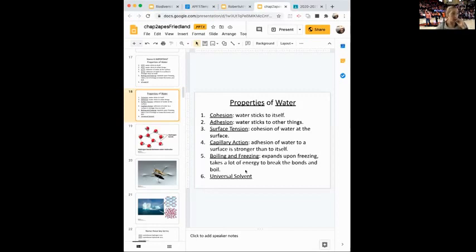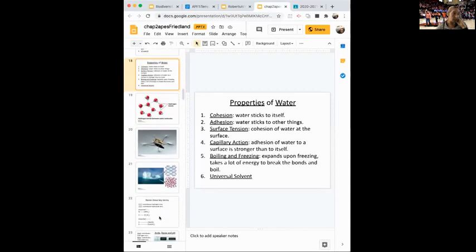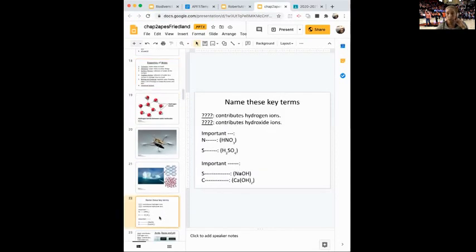It's an easy job. All right, properties of water. So the one property we did not get to last week is this one. Name these terms. When we put this into water, it's going to make hydrogen ions, which are H+. Okay, when we put this into water, it's going to make hydroxide ions, which is OH-.